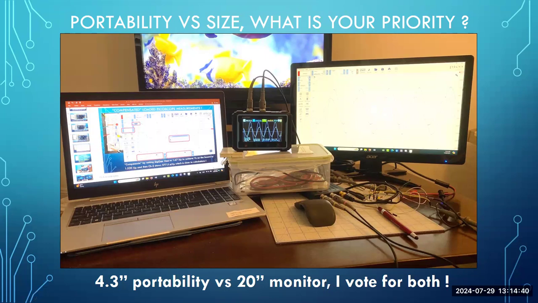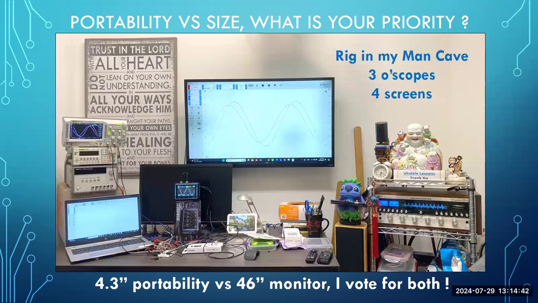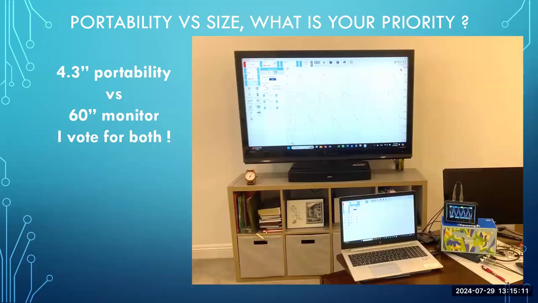Now, over here in my man cave, I've got 3 scopes set up. I've got the 4.3 in the center right here. I've got my bench oscope on the left side. I've got my laptop on that size screen, the 16-inch, and I have this hooked up to my 46-inch monitor. It's a television monitor, so even bigger. And if you're not satisfied with 46, sky's the limit. You can project this out to 10 feet wide if you want.